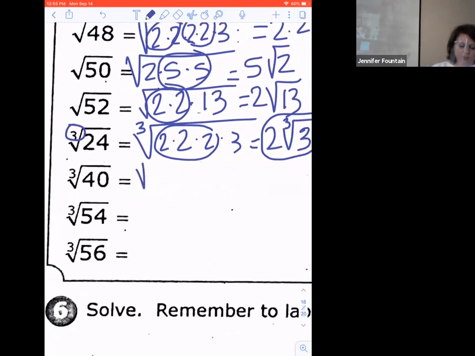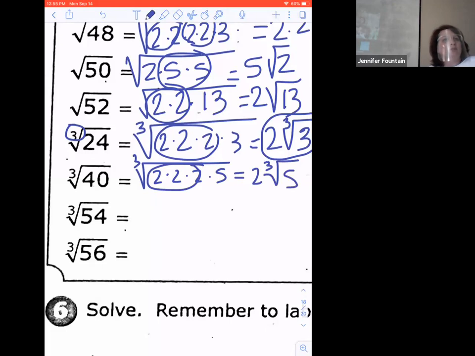All right, the cubed root of 40. 2 times 20. And so 20 is going to be 2 times 10, and 10 will be 2 times 5. All right, so I have 3 2s right there. So that group of 2s comes out, and I have the cubed root of 5 left. Any questions?